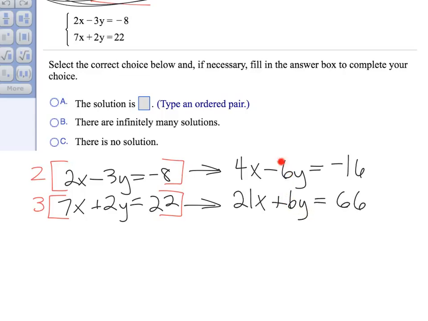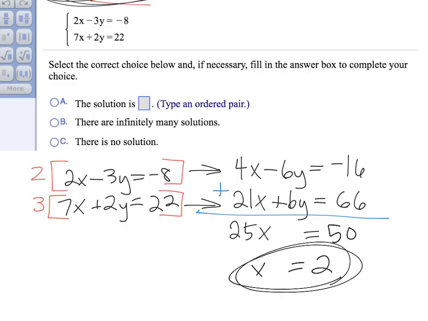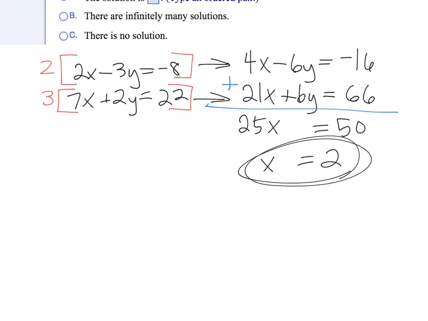And rockin', there is our opposites. So if we add these two lines together, I get 25x, the y's cancel out, and then we get equals 50, and that's an easy one. X is equal to 2. And now that we know that x is equal to 2, you go back to either one of these original equations, and let's choose that first one because it looks like it's the smallest. It's the easiest.